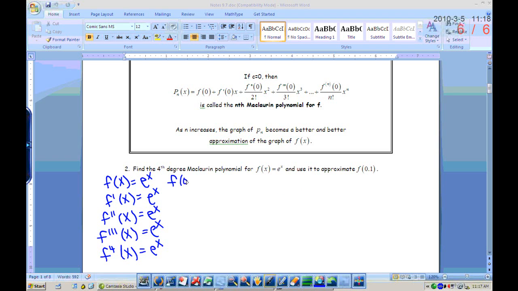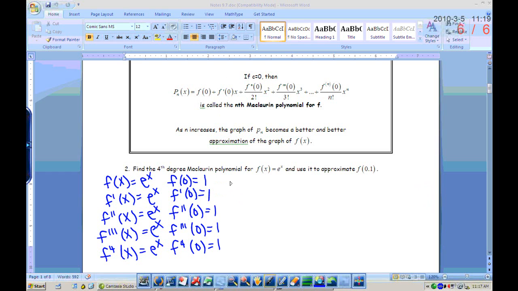So I need to find f of 0, which is 1. F prime of 0 is 1. F double prime of 0 is 1. F triple prime of 0 is still 1. And the fourth derivative at 0 also equals 1. So that's what I need, all of the derivatives at x equals 0, to plug into my formula up here.